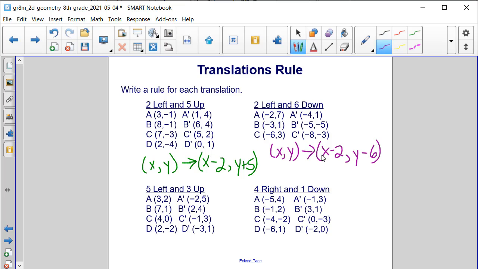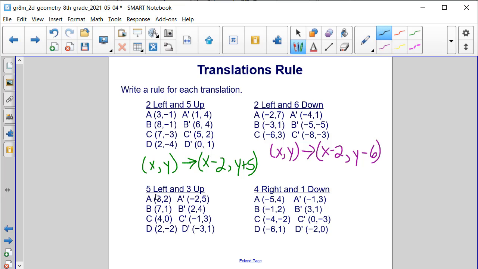Let's actually see if this works. Negative 2 minus 2 gives me negative 4. 7 minus 6 gives me 1. Negative 3 minus 2 gives us negative 5. 1 minus 6 gives us negative 5 for this y-coordinate. Negative 6 minus 2 does indeed give us negative 8. And 3 minus 6 does give us negative 3. So the rule works. Now let's try to do the rule for this one.